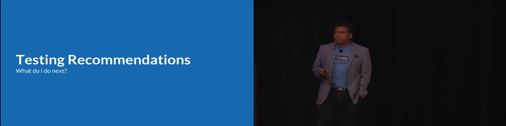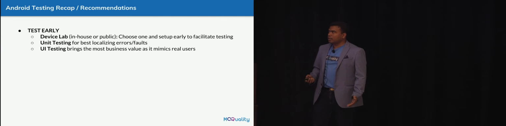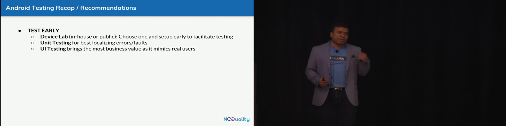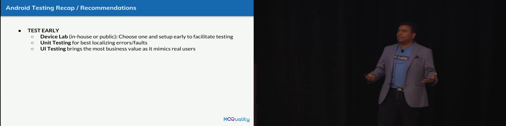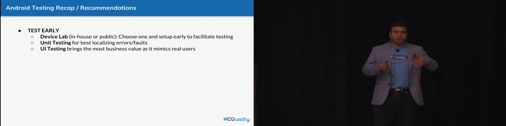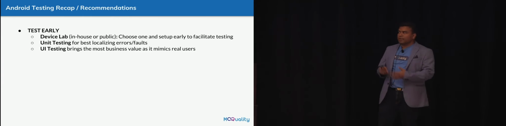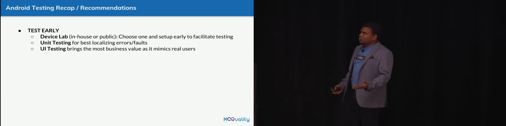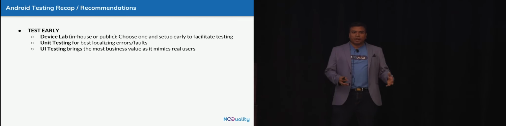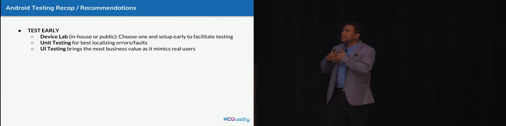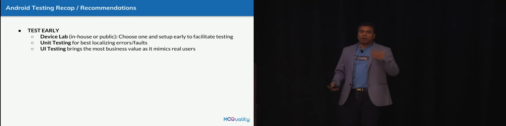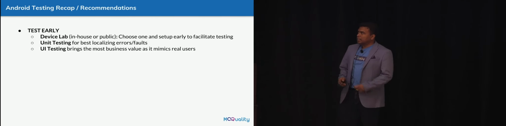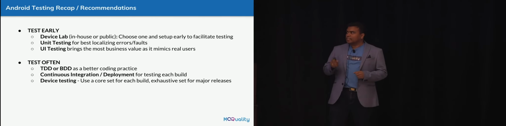So my recommendations, from what my experience has been, would be that you should focus on testing early, right? Select a device lab, whether it's in-house or on the cloud, doesn't matter, and set it up so that your engineers and your QA have devices where they can test. Of course, engineers should be focusing on writing unit tests, but UI tests are also important because they have the most business value since they mimic how real users will use your application. So test early. The next thing is test often.